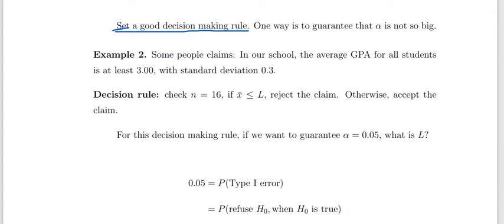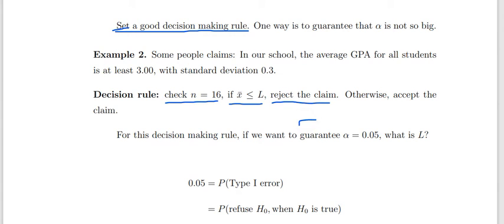To test their claim, we intend to do a survey. So we set this decision-making law first, then we can apply it to make our decision, right? Suppose we check 16 people, and if x bar is less than this cut point L, we will reject.